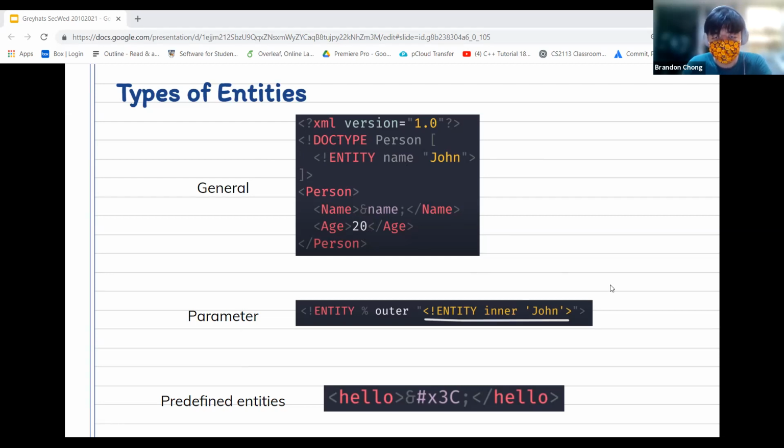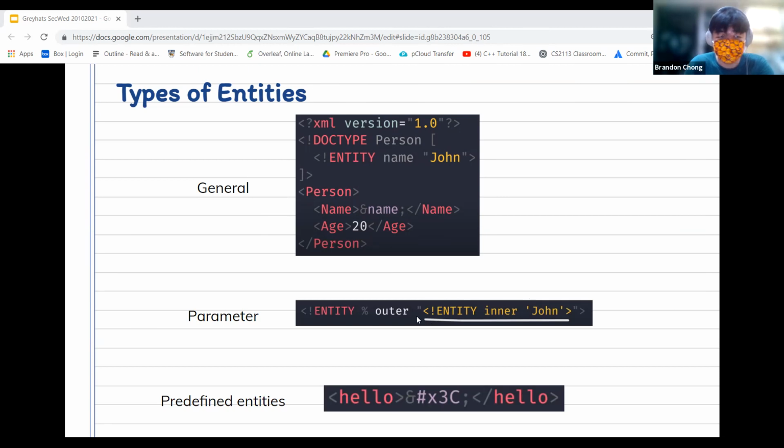Later we'll also be covering parameter entities. They are only valid within your document type definitions. They allow you to define an entity within another entity, so you are able to define nested entities. This will be especially useful for XXEs, so we will come back to this later.